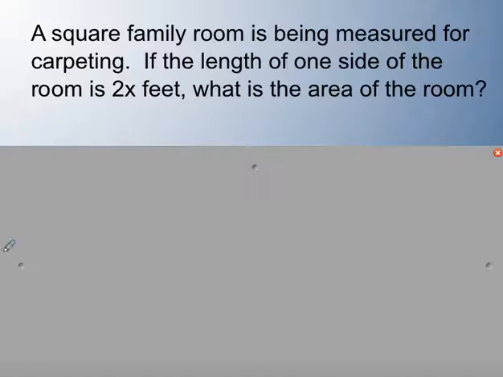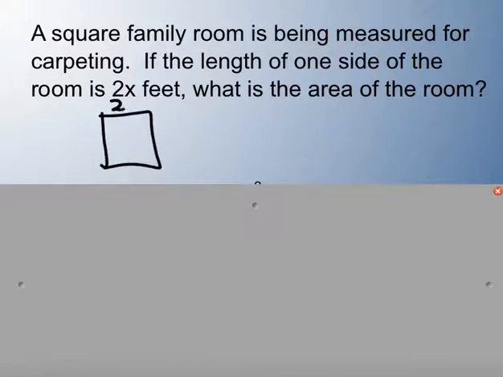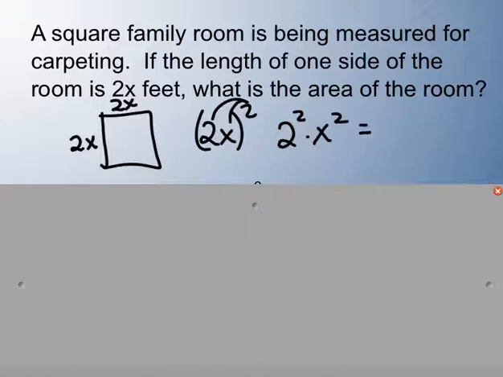A square family room is being measured for carpeting. If the length of one side is 2x feet, what is the area of the room? So if I have this room, we say, okay, well, it's 2x by 2x. Then we would say, all right, 2x, well, I'm doing that squared, right? 2x times 2x, which means I'm going to do this 2 times and distribute it to the x as well. So I have 2 squared times x squared, which is 4x squared feet squared.